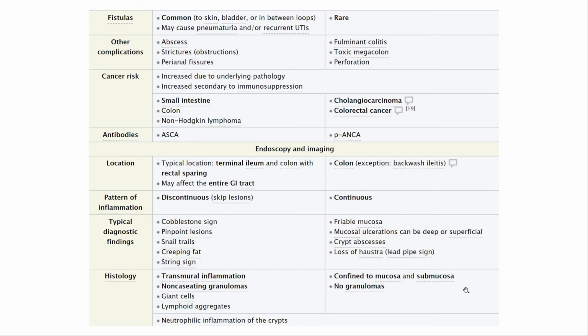The final important thing is that Crohn's is transmural inflammation, and ulcerative colitis is just the mucosa and submucosa. So if you get shown a histology slide where the lesion goes all the way through all layers of the gut, then it's Crohn's. Diagnosis is made. If it doesn't, then it could be ulcerative colitis.